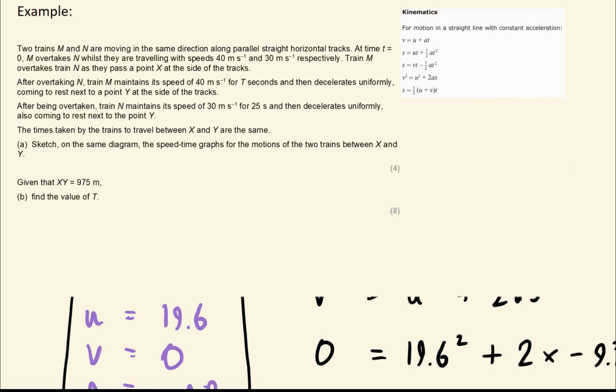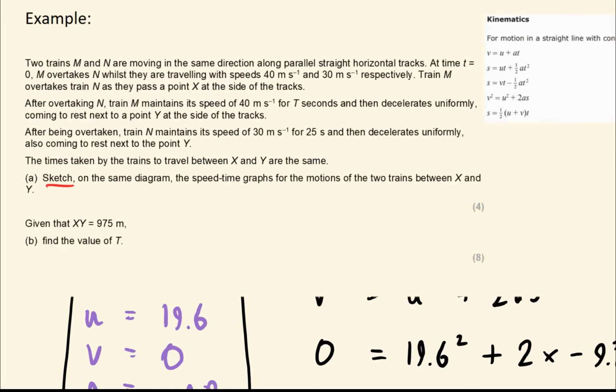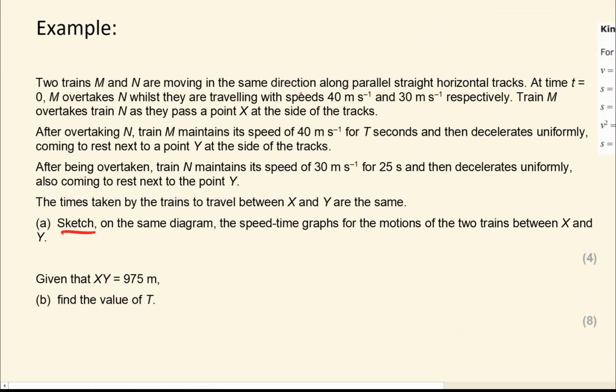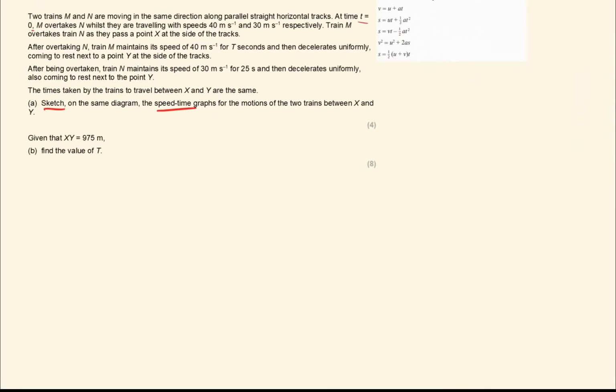Okay, just one more example. So these ones get quite wordy quite easily, as you can see. The best thing to do, as it says, is make a sketch. So, two trains, M and N, are moving in the same direction along parallel straight horizontal tracks. At time t equals 0, M overtakes N whilst they're travelling with those respective speeds. We want speed-time graphs, so I can start that straight away.